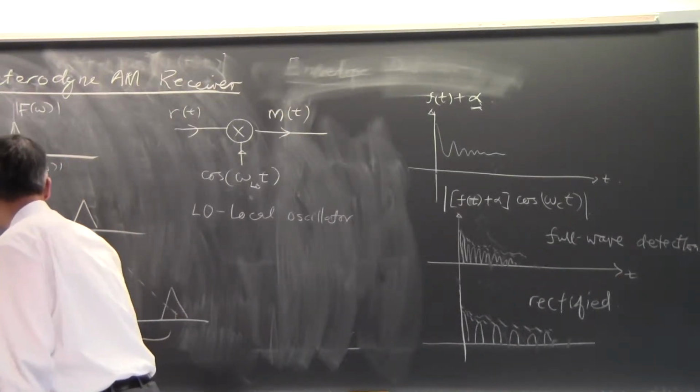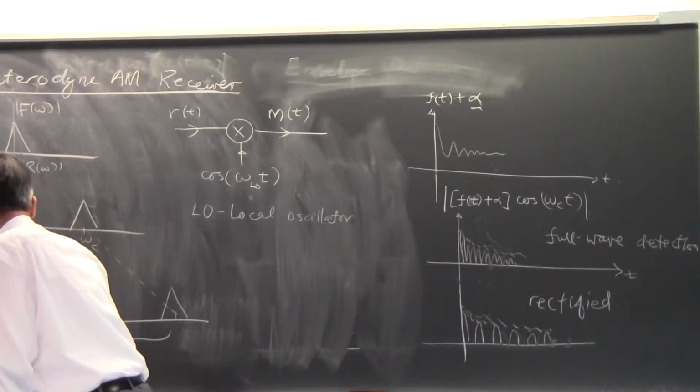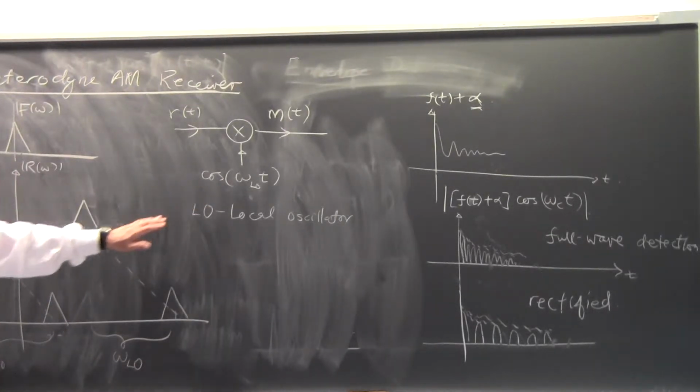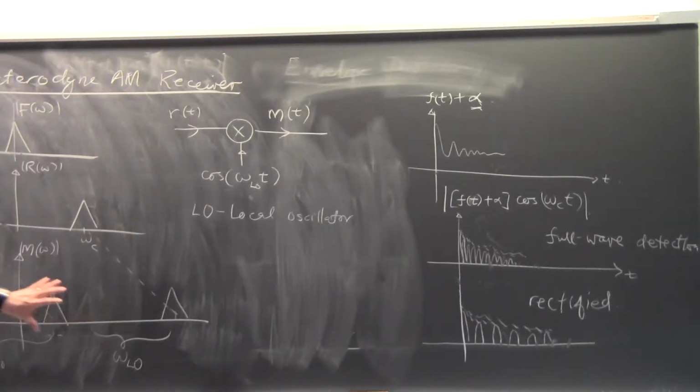And this is also omega LO. And then you have the other one, because when you multiply by cosine omega LO, half of it got pushed to the right and half of it got pushed to the left. So you also have an image that looks something like that. Okay? So that is M of omega after it has been demodulated once with the local oscillator frequency.